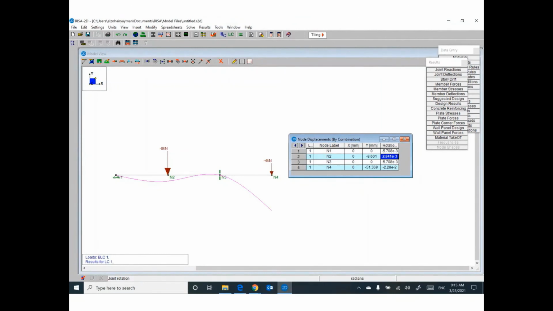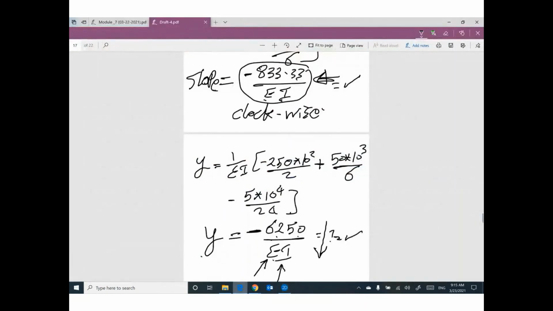I will continue next meeting to do more examples on the double integration method.